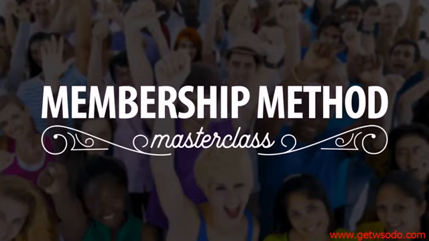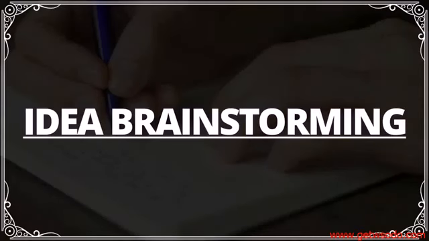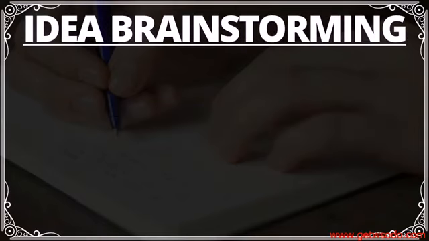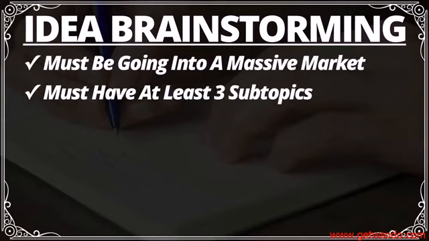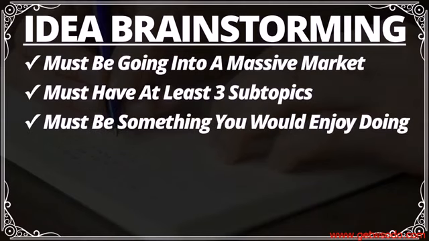In this lesson, we're going to get to work on idea brainstorming, and the criteria for idea brainstorming is as follows. First, you must go into a massive market. So, for example, health, wealth, and relationships are three examples of massive markets. And second, it must have at least three subtopics. So, for example, with health as a massive market, three subtopics could be diabetes, vision, and memory. And third, it must be something that you would enjoy doing.